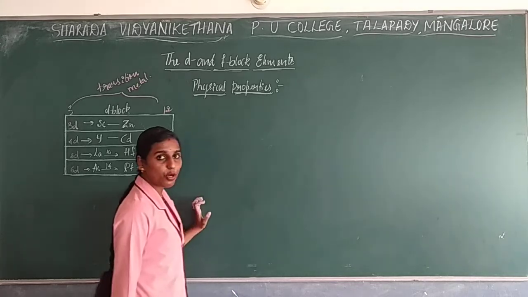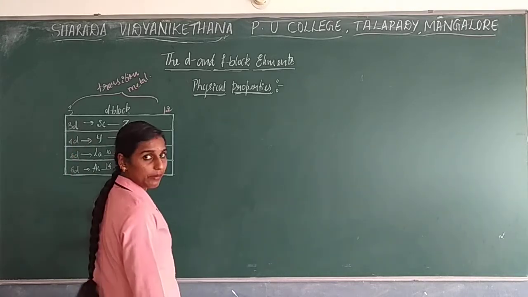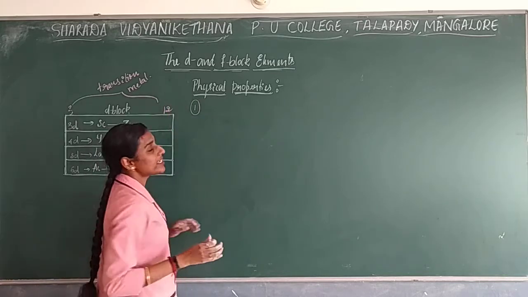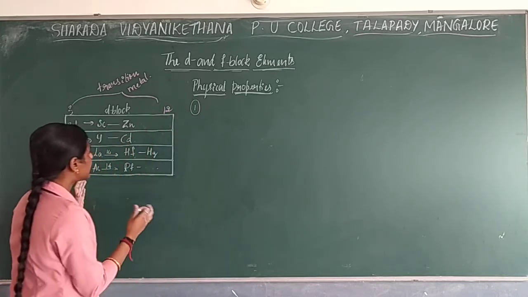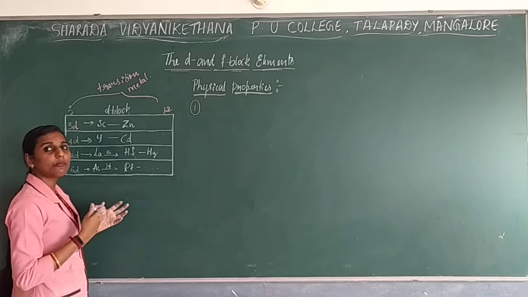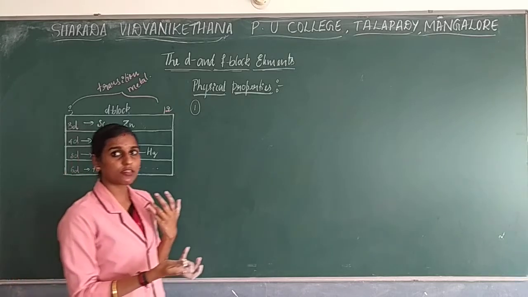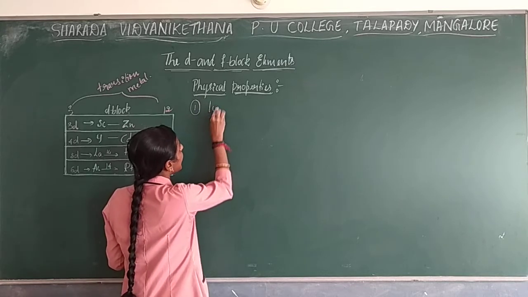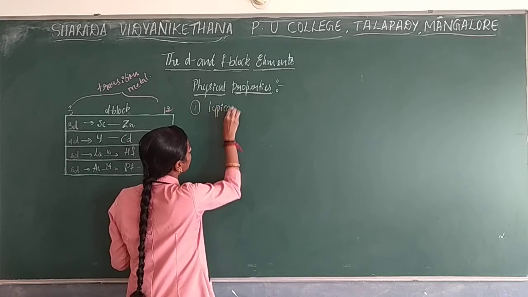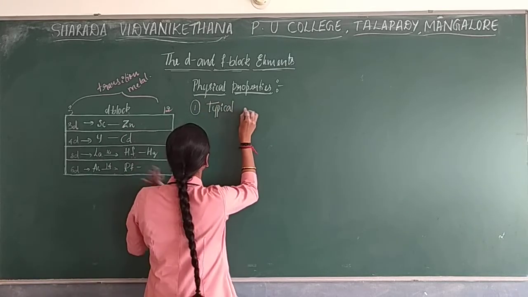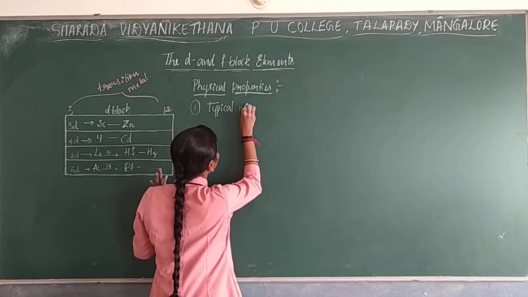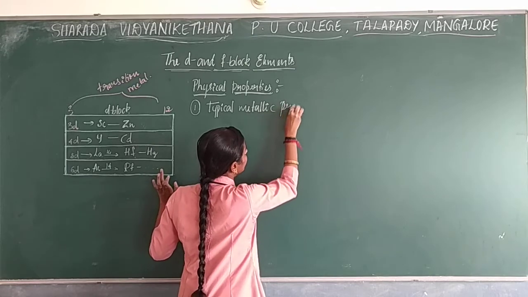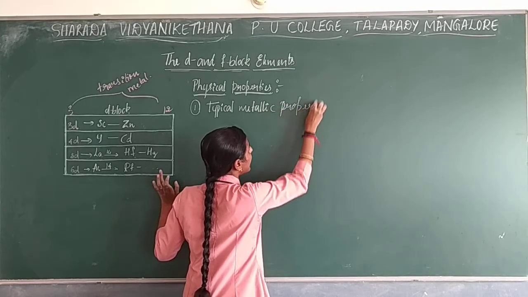Let's go with the physical properties of d block elements. The first physical property that you already studied: d block elements are metals, so they show some metallic properties, and that we will learn first. These are the typical metallic properties shown by the d block metals.